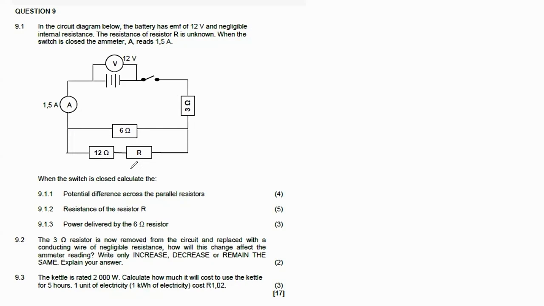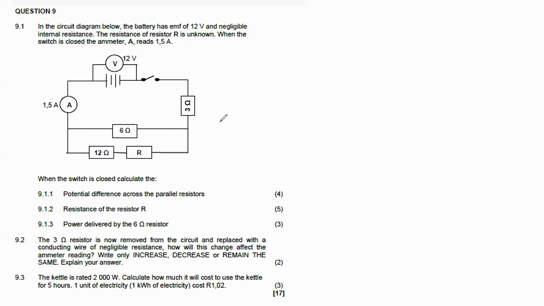Okay, so we have in the circuit diagram below, the battery has an EMF of 12 volts and negligible internal resistance. The resistance of resistor R is unknown. When the switch is closed, the ammeter A reads 1.5 amperes. When the switch is closed, calculate the potential difference across the parallel resistors, right?